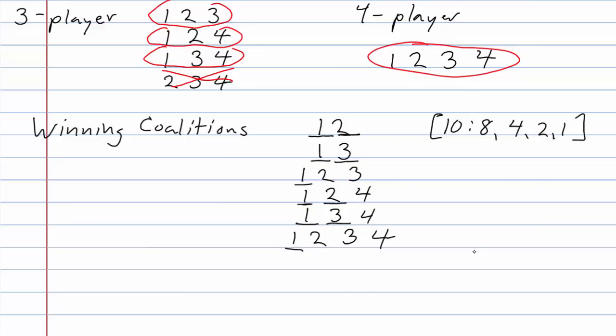If we kick out player 2, then players 1, 3, and 4 would control 11 votes, which meets the quota, so player 2 is not critical. As soon as player 2 is not underlined, then we know that 3 can't be underlined and 4 can't be underlined. So we're done. For every single winning coalition, we have identified which players are critical.